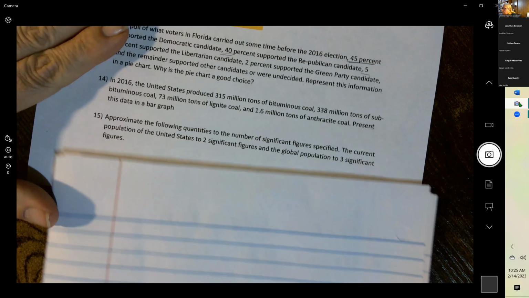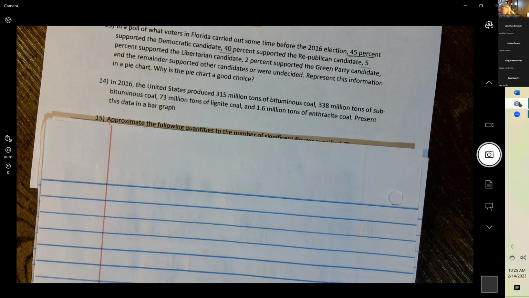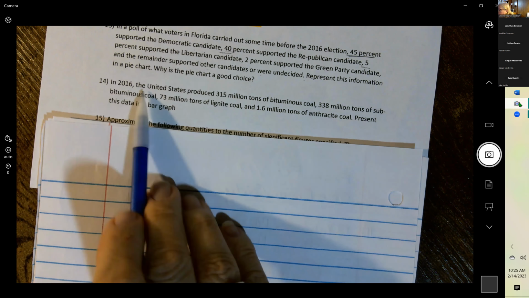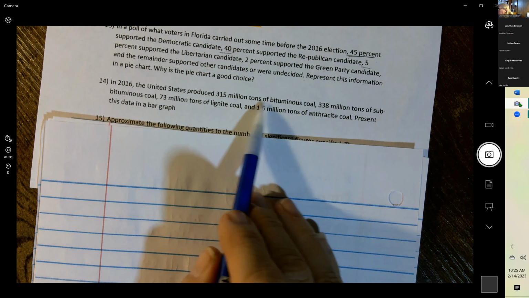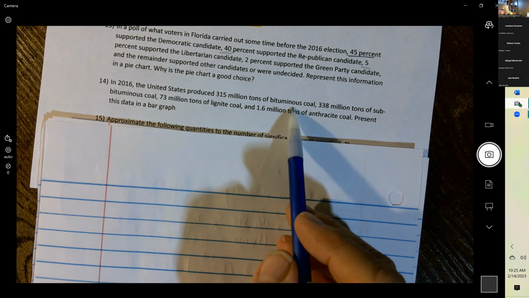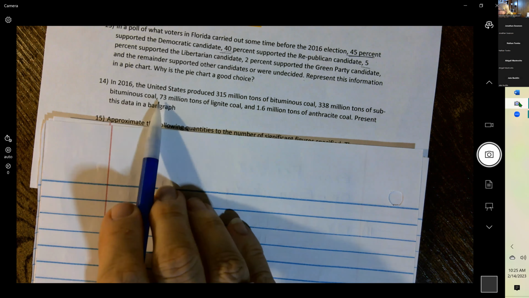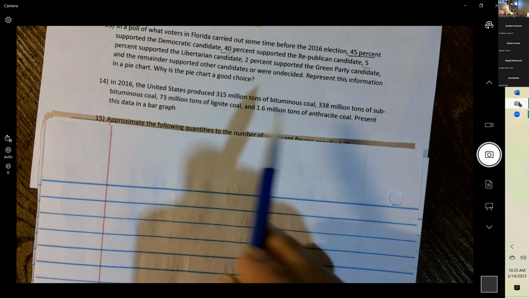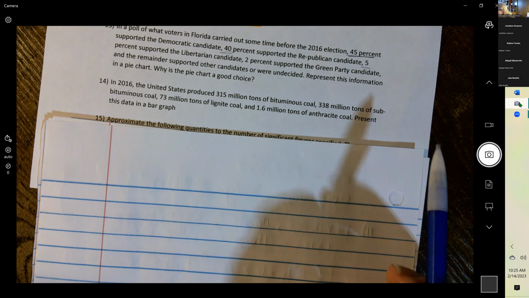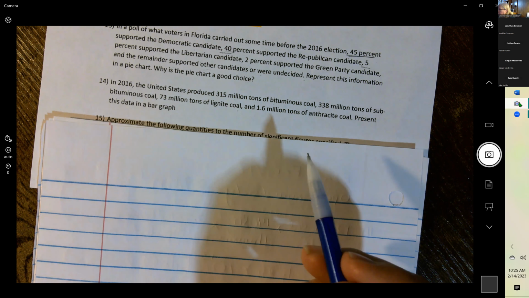The other graph is the bar graph. A bar graph is when your data is not continuous and you have separate units. In this one, the United States produces 315 million tons of bituminous coal, 338 million tons of sub coal, 73 million tons of igneous coal, and 1.6 million tons of anthracite, presented in a bar graph.